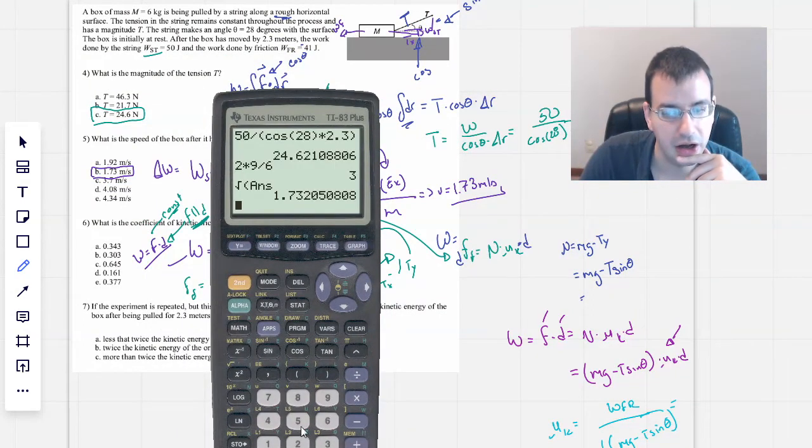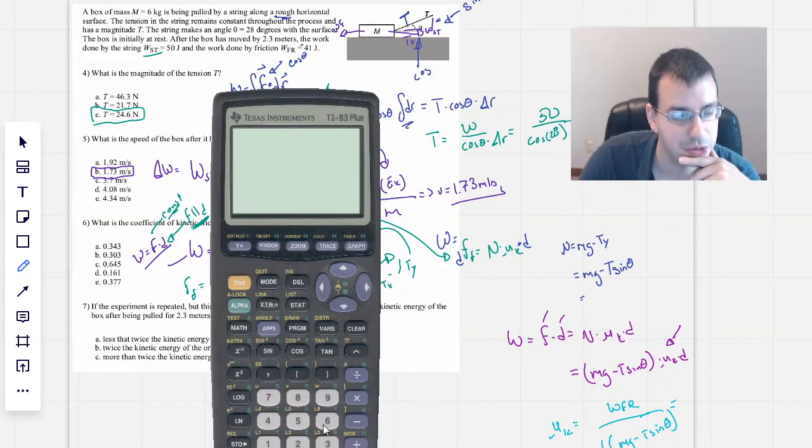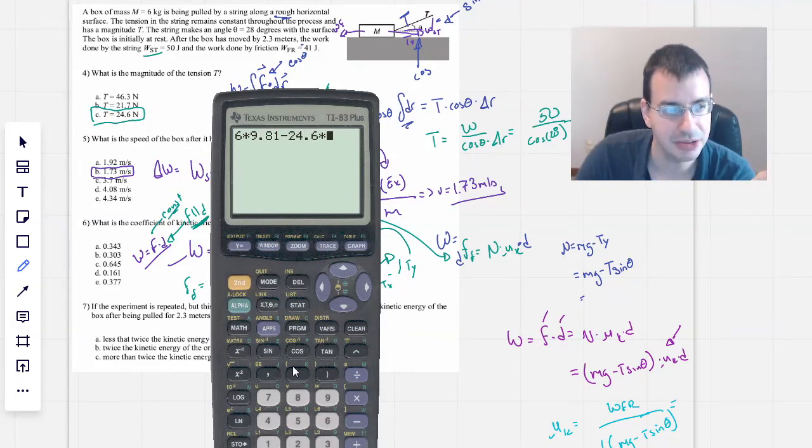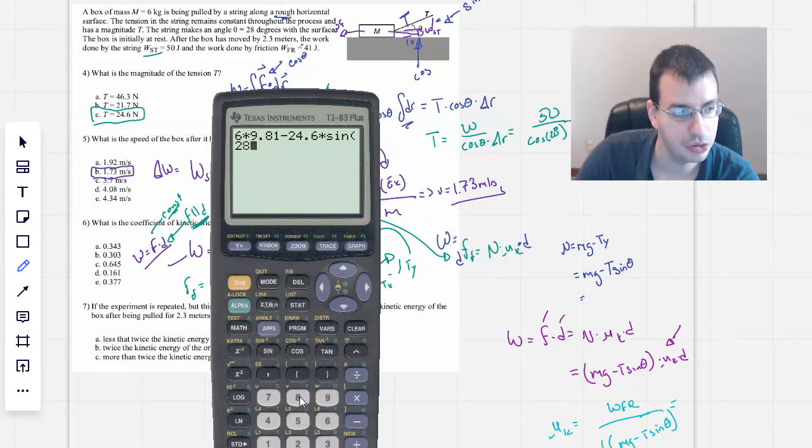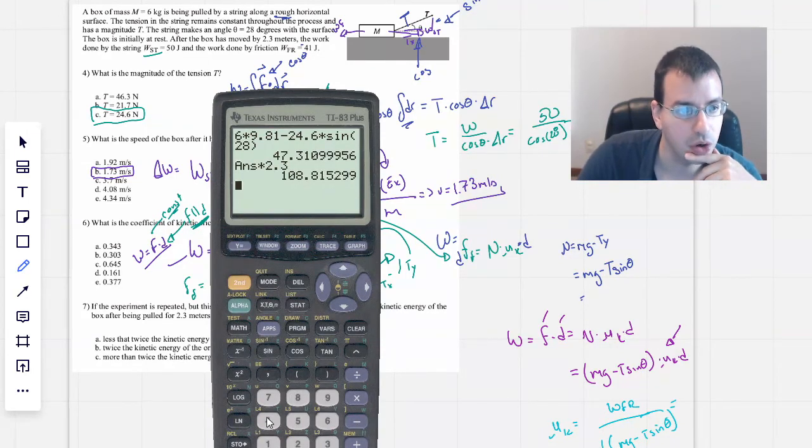So we have the mass, which is 6 times gravity, which I'm going to say is 9.81. 9.8 is sufficient though. Minus 24.6 times, I should check to make sure we're still in degrees. So this is the bottom portion, 6 times 9.81 minus 20. Hopefully this will give us a positive number. It does, times distance, which is 2.3. And then we have the work, which is 41, divided by the second answer.